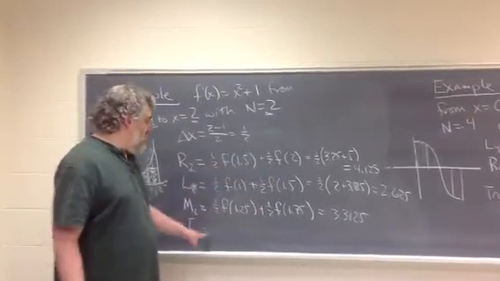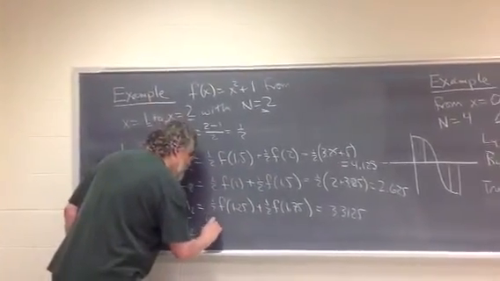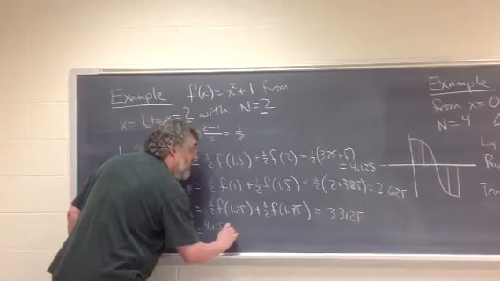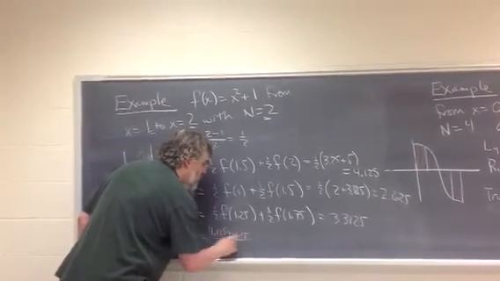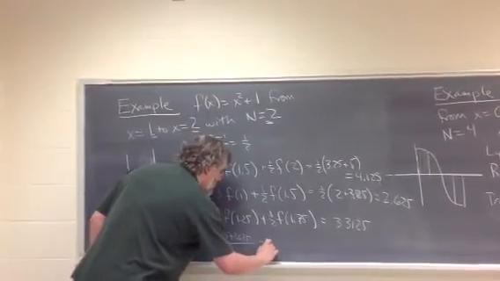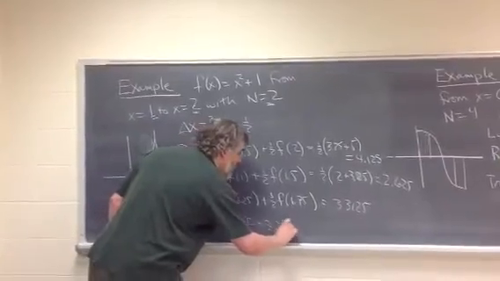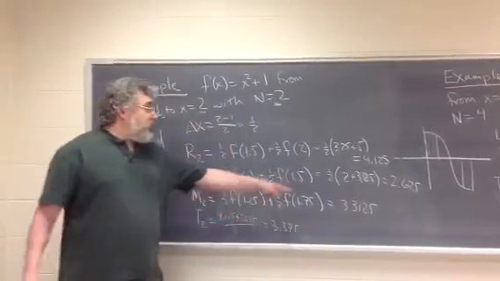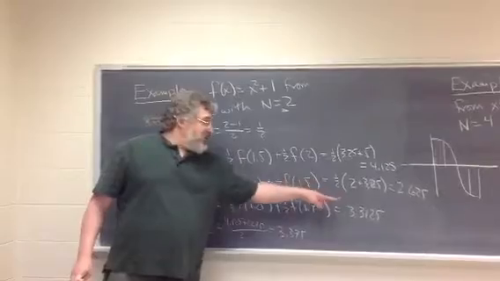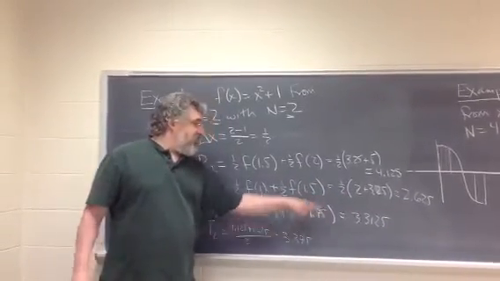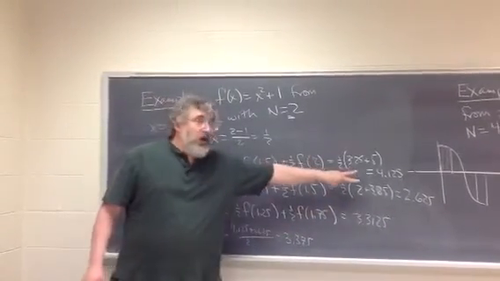And then the trapezoid. The trapezoid is simply take the two of those we had from the first, the right and the left, divide by 2, and you get 3.375. Notice these two are pretty close. The real answer is probably right about 3.3 something. These two are a bit off.